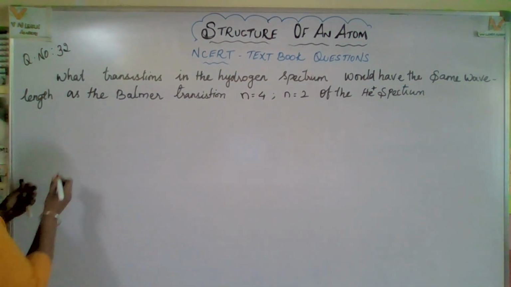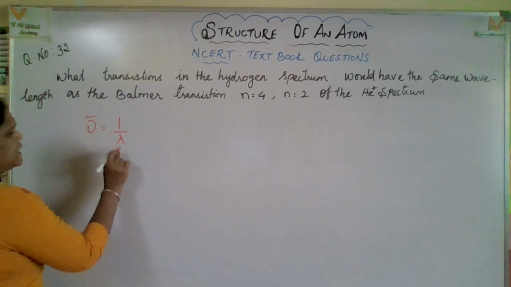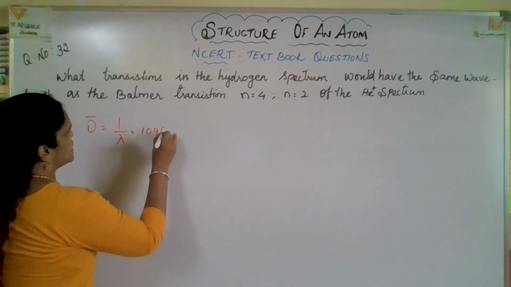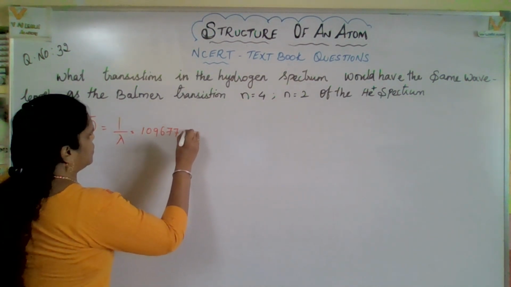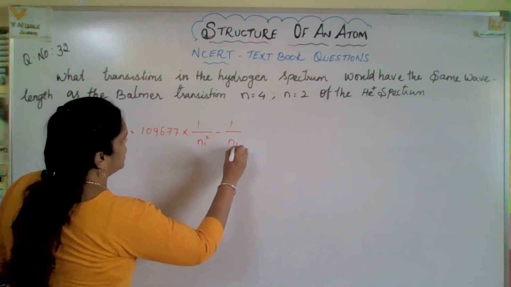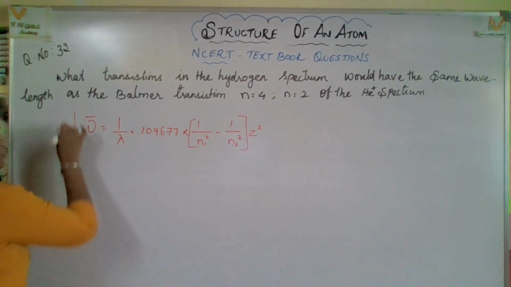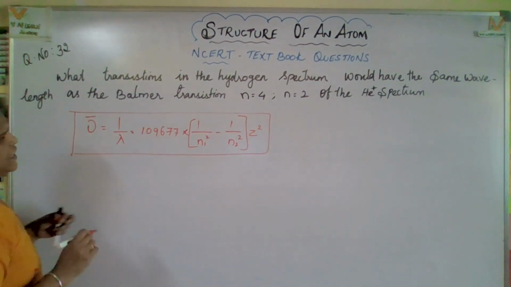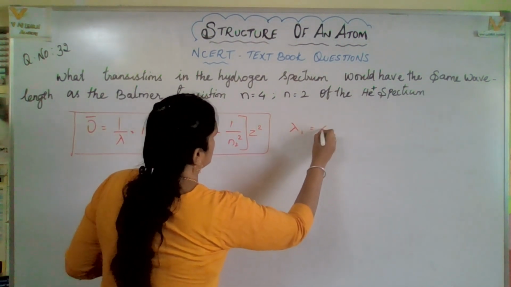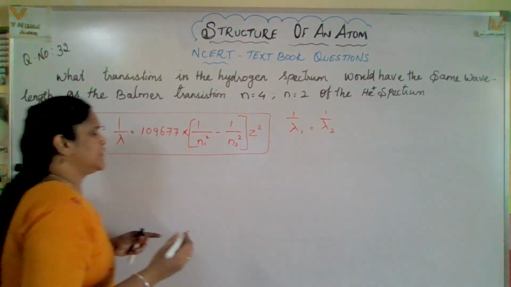So according to this, nu bar equal to 1 by lambda, that is, wave number is the reciprocal of the wavelength, is equal to 109,677 into 1 by n1 squared minus 1 by n2 squared into z squared, right? So this formula, let us check. Here we can utilize that lambda 1 is equal to lambda 2, that is, 1 by lambda 1 is equal to 1 by lambda 2. Let us check that value.